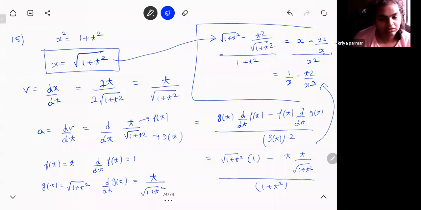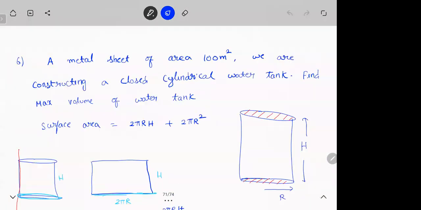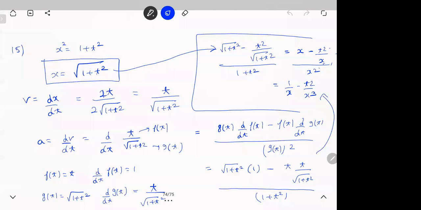So 19. Don't worry about this thing. Doubts, I'll send you these things, whatever we did, the doubts, I'll send the PDF. Okay, 1 to 15 done. So remaining doubts you can ask yourself for vectors.